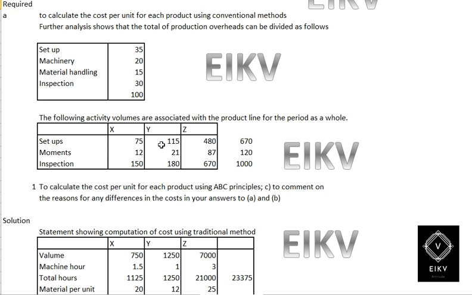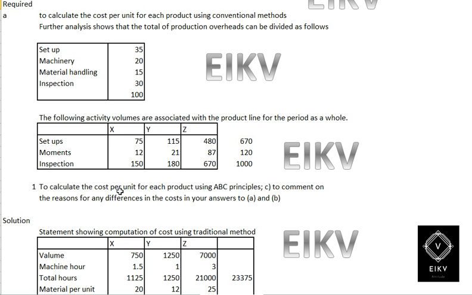Setup: 75, 115 and 480, total 670. Movements: 12, 21 and 87, total 120. Inspection: 150, 180 and 670, total 1000.